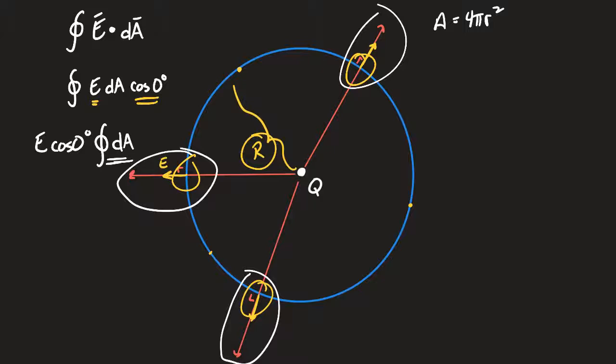So let's put this back together. Our flux is going to be E times cosine of theta, cosine of 0, times 4 pi capital R squared, because I used capital R as the radius of the sphere. This is the flux of a point charge inside a sphere.